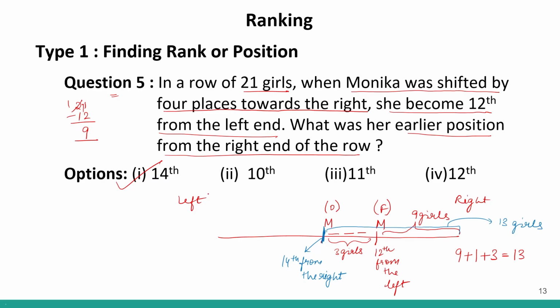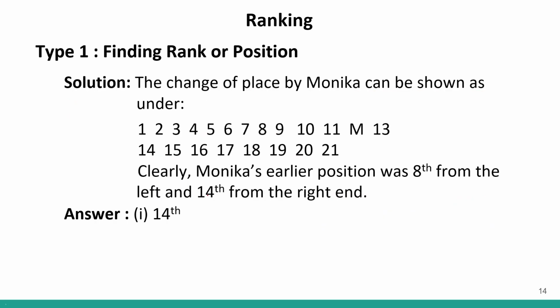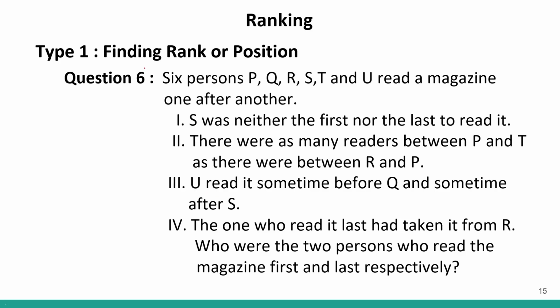Clear? Now, moving on to question number 6. Question number 6, a detail is given to us and we have to find the answer. So, 6 persons, P, Q, R, S, T and U read a magazine one after the other. So we have 6 people: 1, 2, 3, 4, 5, 6. They read a magazine one after another.